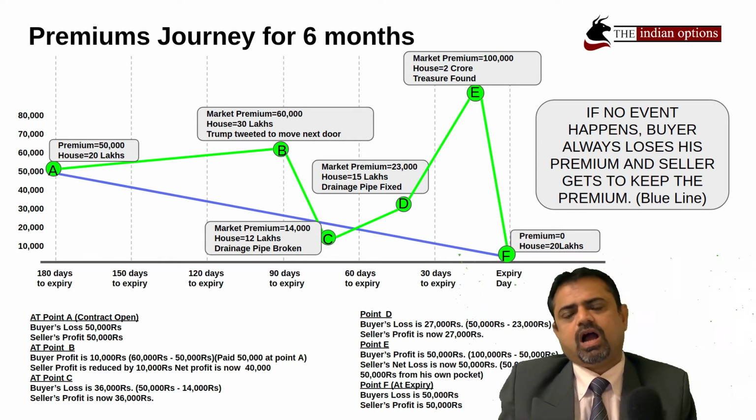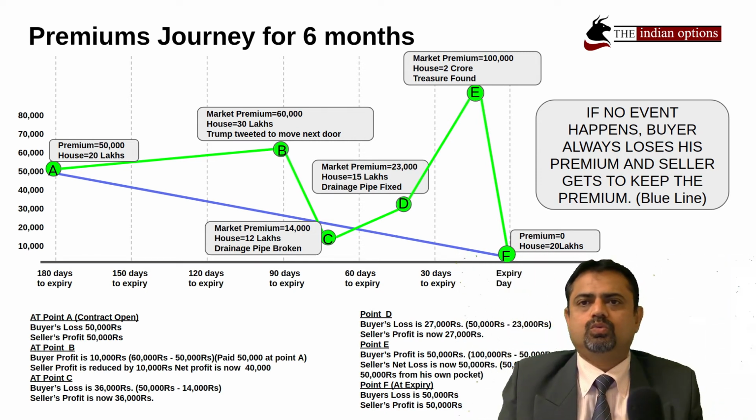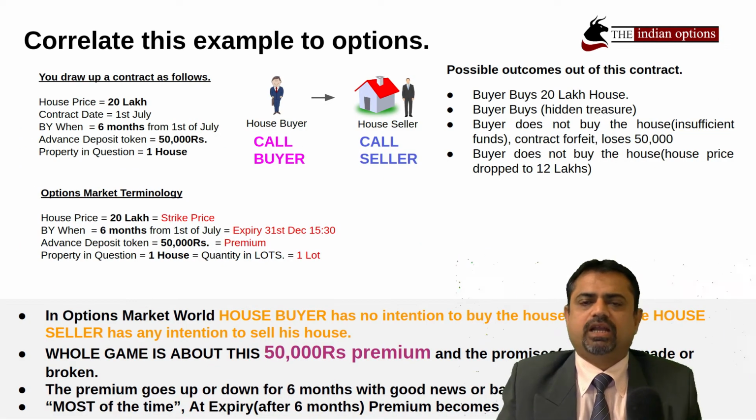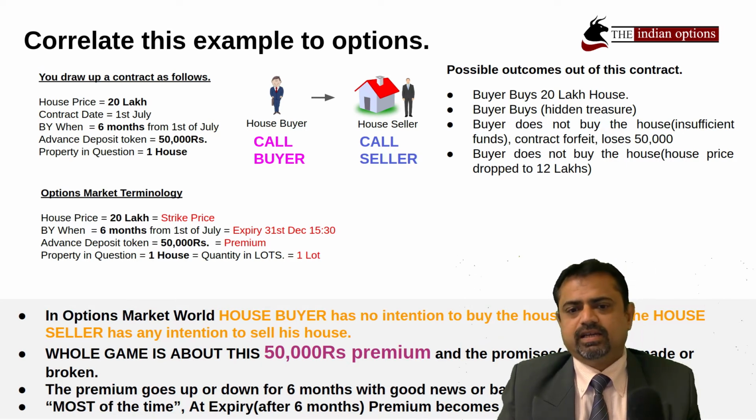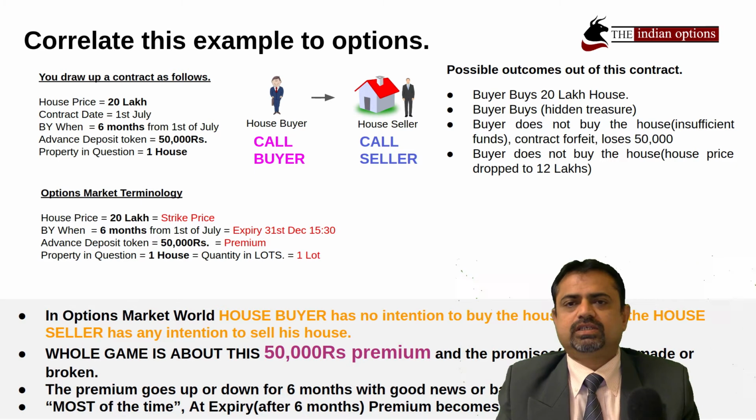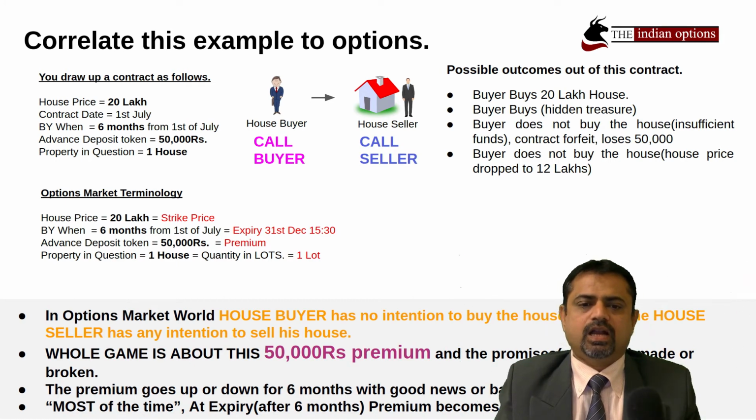Now moving on to the next. How do we correlate this example to what happens in the options market? In the options market, the house buyer is called the call buyer and the house seller is called the call seller, right? The house price is called the strike price. Remember this word, strike price. We'll go through this word a lot of times. You'll know what strike price is, but for the time being, just to correlate the house example to this, just remember that it is strike price. By when, that is 6 months that we said, that is the expiry date, okay? The advance deposit, that is 50,000, is called the premium. And the property in question, that is one house, is called a lot, that is one lot, okay?